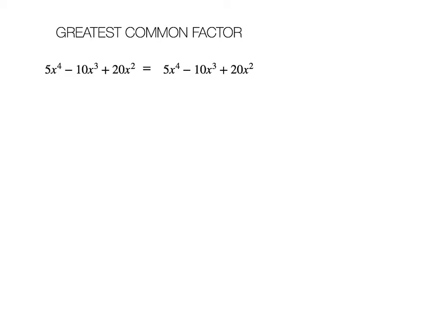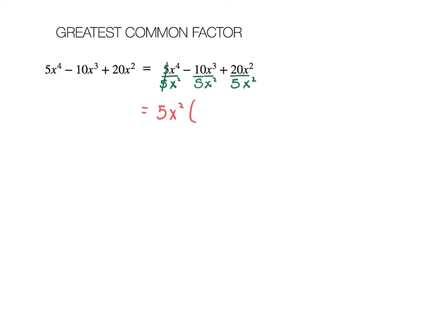Check your coefficients and then check the variables. So 5, 10, and 20, they're all divisible by 5. So I'm certainly going to factor out a 5. And then I'm going to look at the x's. x to the fourth, x cubed, x squared. So the most they have in common is an x squared. So that's my GCF. Now, when you're trying to figure out what goes inside the parentheses, what you basically are doing is dividing each of these by 5x squared, like so. And so you're just simplifying these fractions.